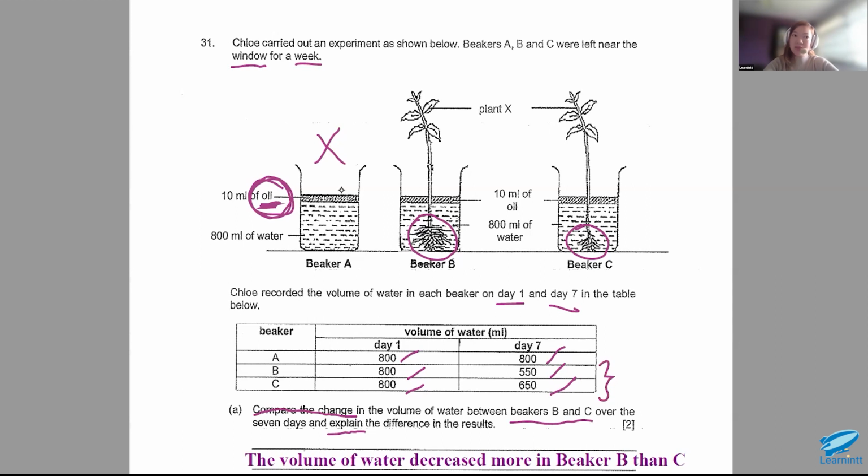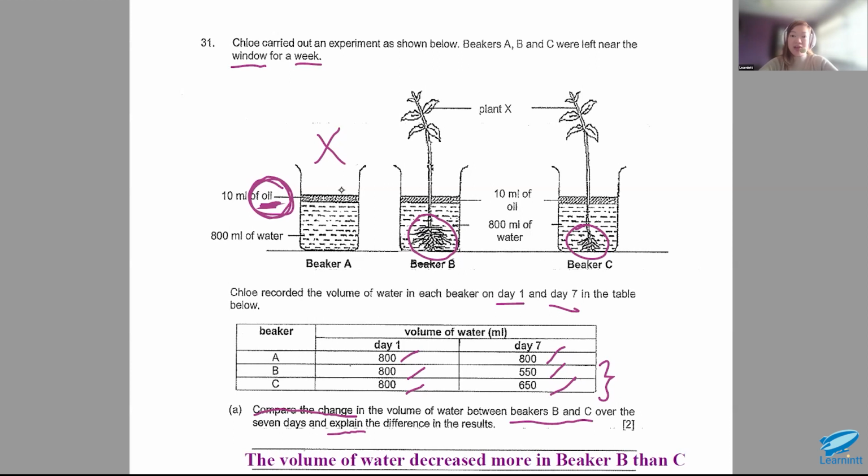So when we are comparing, we are telling the teachers one of 3 things. First one, is it the same as before? Before 7 days, after 7 days? Or is there more? Is there less? Which one? And then why is it like that? So how do you write the answer? We already know that there is more water left in beaker C, right? Which means more water is used up for beaker B.